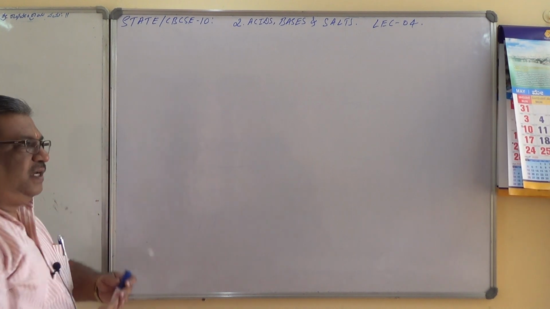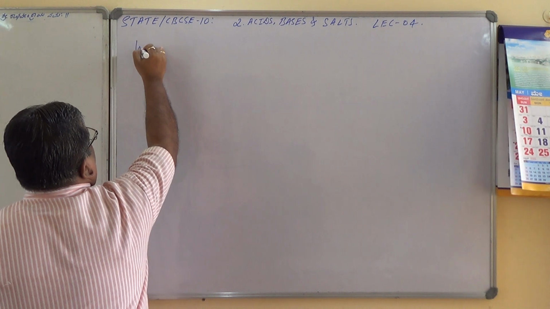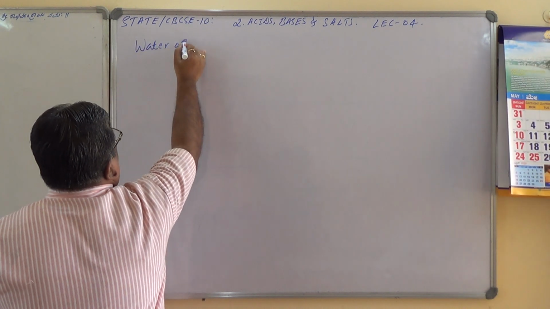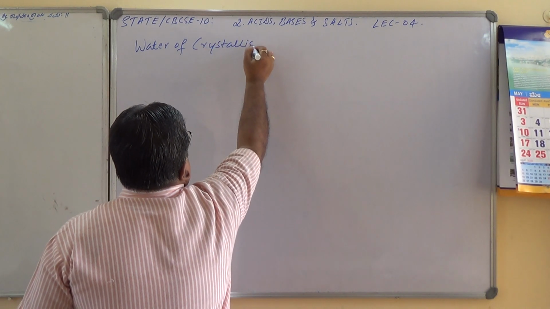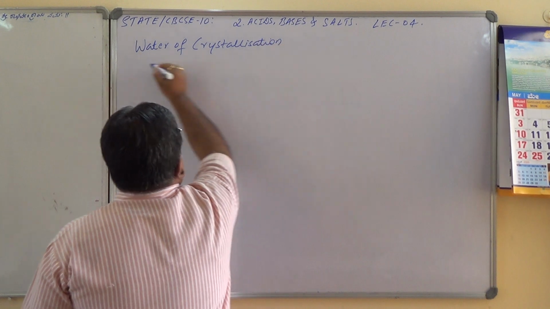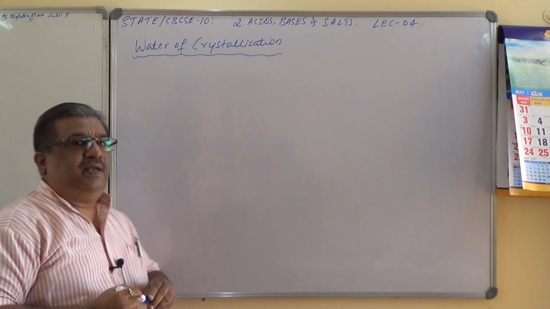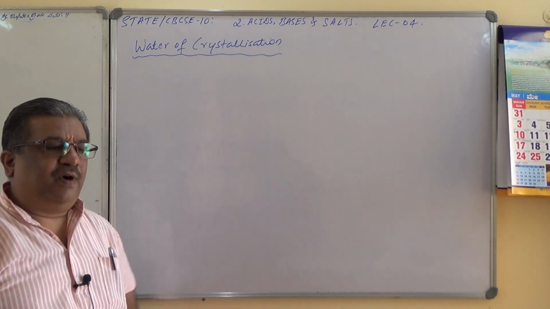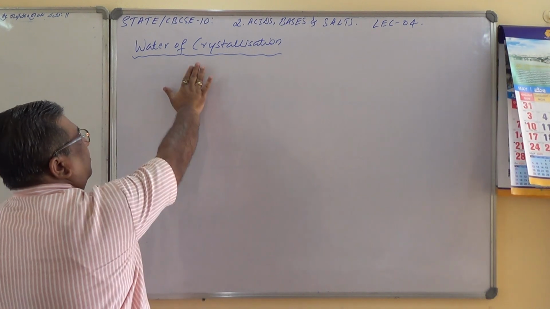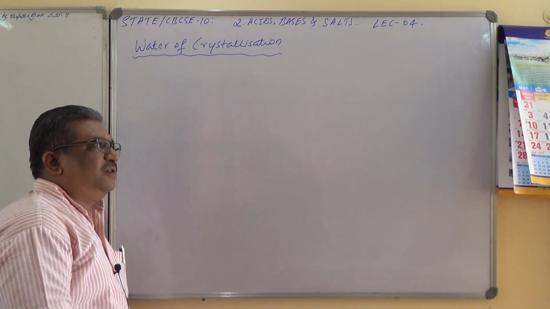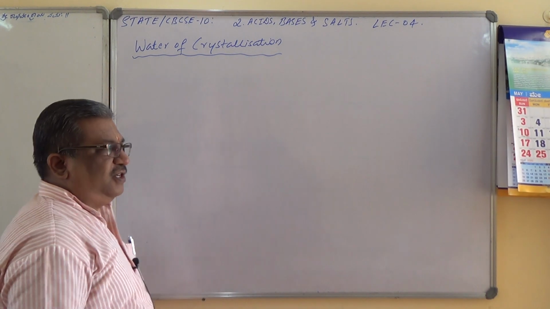Before we go to the next salt, we should know a little bit about water of crystallization. So how do you define the water of crystallization? Basically, it is defined as the fixed number of water molecules present in one formula unit of a salt. So what is water of crystallization? A fixed number of water molecules present in one formula unit of a salt is called the water of crystallization.